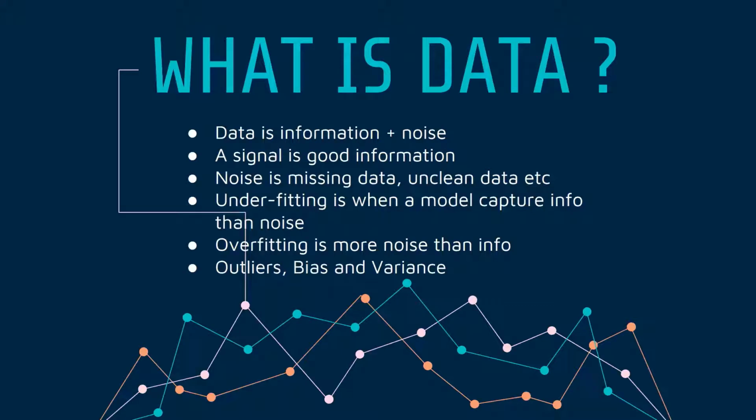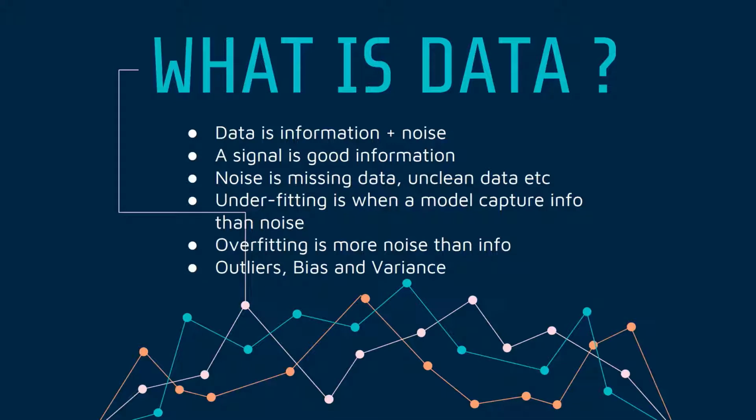Okay, what is data? We all know data is information, but it's not just information. Data can be noisy as well. What is information within the data? Information is what we call a signal. It's useful data that can tell us something very useful. What is noise? Noise is anything that's not telling us any useful information. A signal is good information. Noise is things such as missing data, unclean data, data that is corrupted.